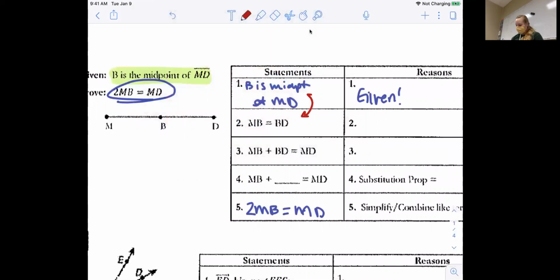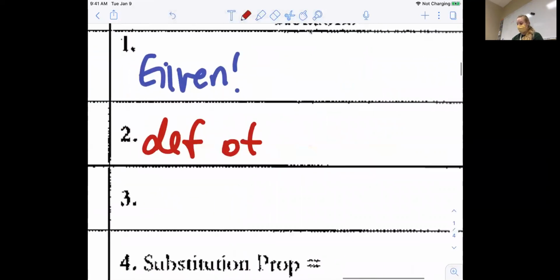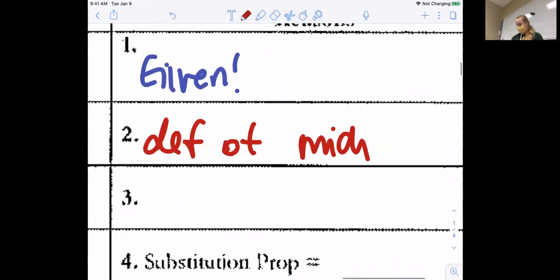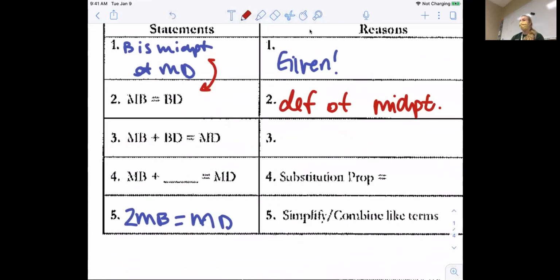Why am I allowed to say MB is equal to BD? Because it's a midpoint. No, that's just the definition of midpoint. Nope, that's not the one below it. We'll look at what the next one is. Okay, hold tight to it.